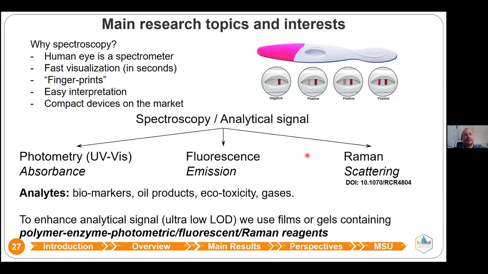From the spectroscopy point of view, we have several analytical signals: absorbance, so we use photometry, normally UV-Vis; fluorescence, where we use emission; and Raman scattering. Analytes, currently we are targeting several groups of analytes such as biomarkers, such as oil products, and some ecological toxic products like in wastewater and gases.